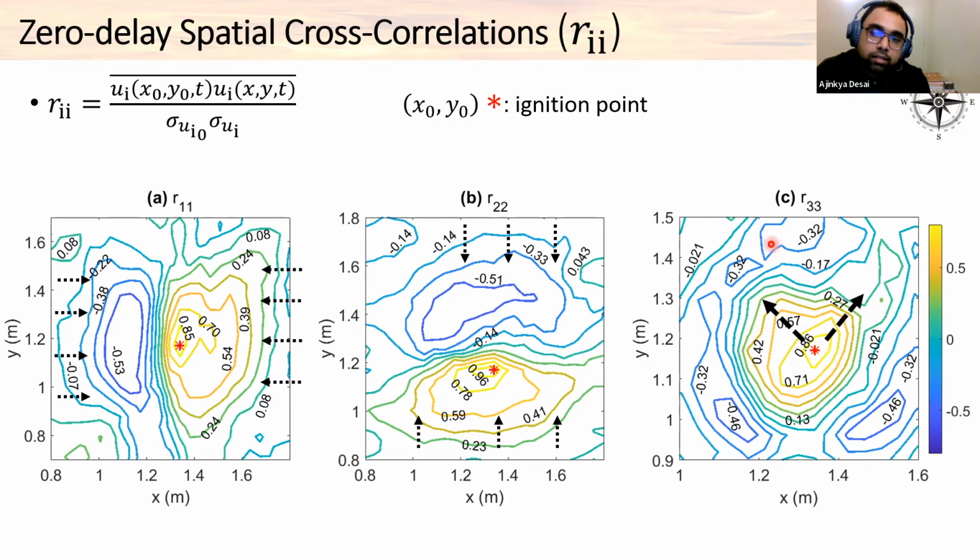On the outside, you'll see these negatively correlated cross-correlation contours. Negatively correlated with the ignition point would mean that the velocity here is downward, which means these are regions of downdraft, because the ignition point, being a region of updraft, would have a positive velocity. So this also attests to that structure that we were seeing in the flow visuals, that the fire perimeter is circumscribed by a region of downdraft on the outside.